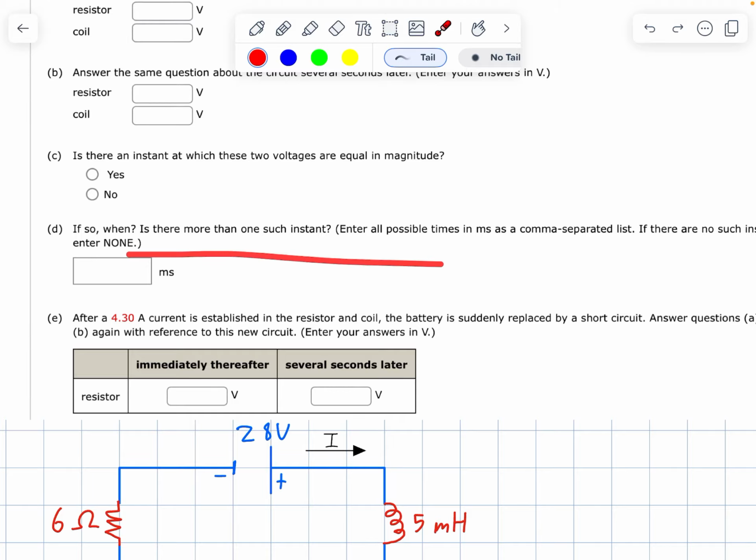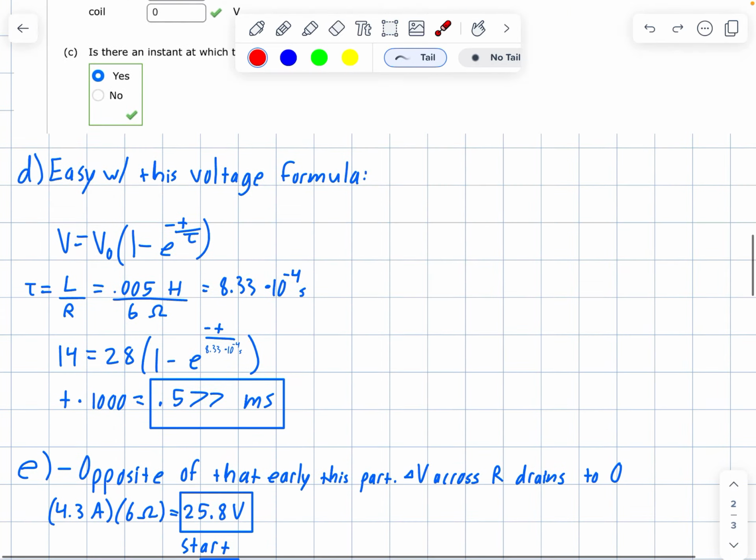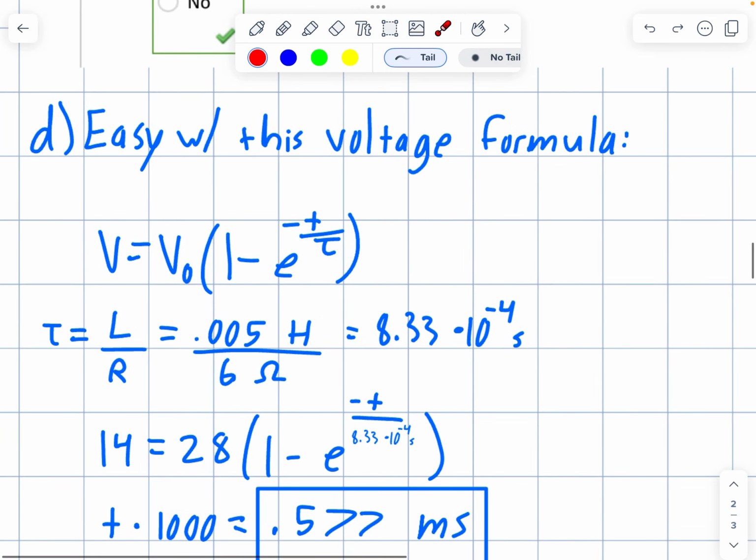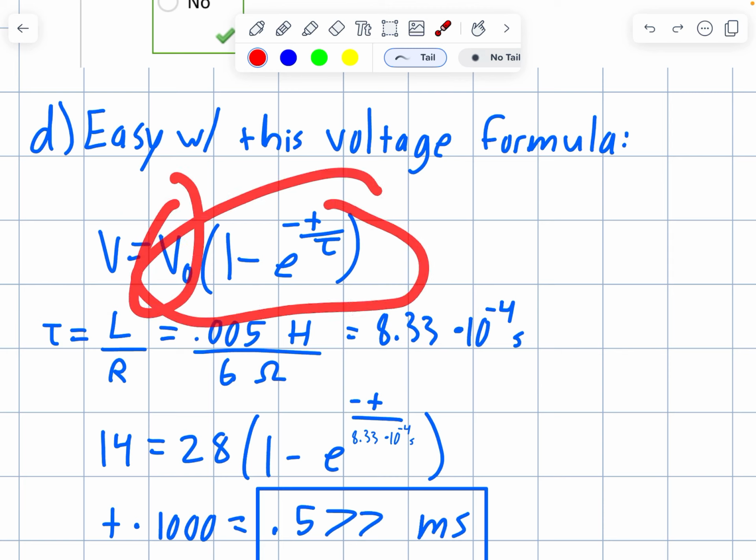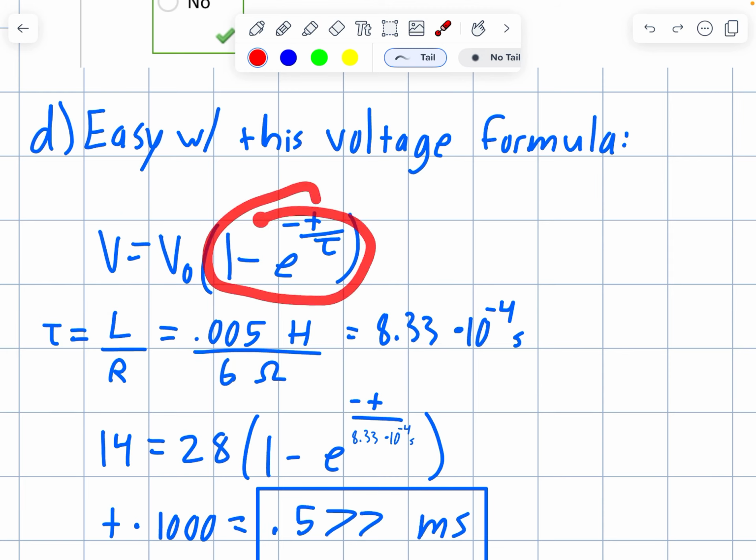Now we move on to part D, which asks when these two voltages are equal, and if there's more than one time. So this is pretty simple with this voltage formula that we use when an RL circuit has just been closed and is quote charging. So we have our V at the selected time equals V initial, times this complicated 1 minus e to the negative t over time constant equation.